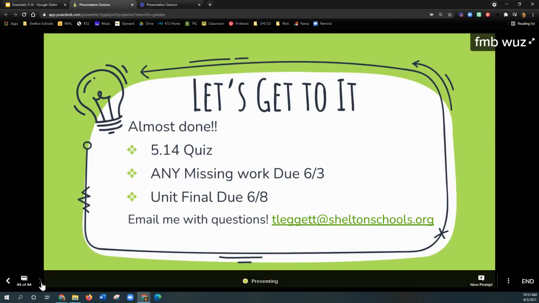Okay, so work time. Go ahead, take 514. Get any missing work that's due. And then if you have time, do the unit final, or you can wait until Monday. But if you do it now, then it may give you more time. If you want to retake it next week, you can retake it to increase your points. Okay. There you go.